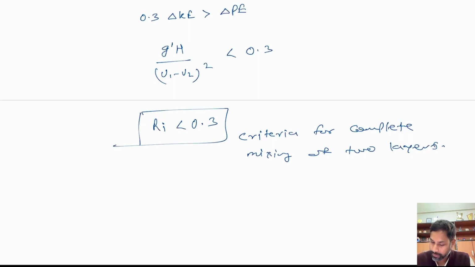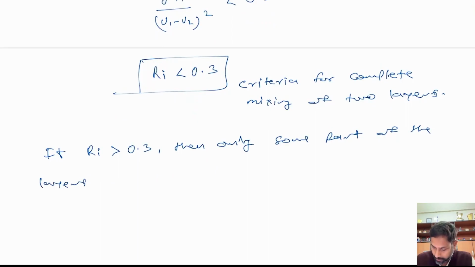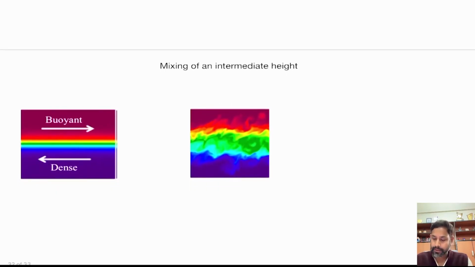two layers. Okay, if it is greater than 0.3, then only some part of the layers will mix. So Richardson number must be smaller than 0.3 for complete mixing of two layers. In case it is greater than 0.3, then complete mixing may not happen. Rather, what happens is there is an intermediate mixing.